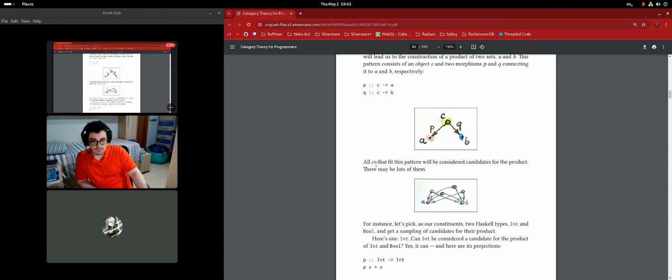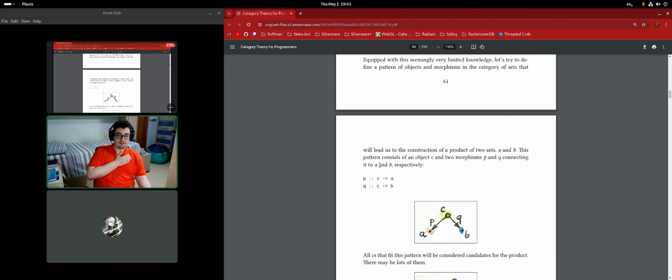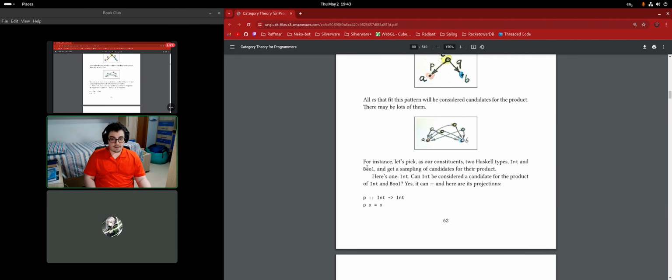Then all C's that fit this pattern will be considered candidates for the product, right? So we need an object and we need two functions. That's cool. There may be lots of them. For instance, let's pick int and bool and get a sampling of candidates for that product. So here's one, int. Can int be considered a candidate for the product int and bool? Yes, it can. And here are the projections.